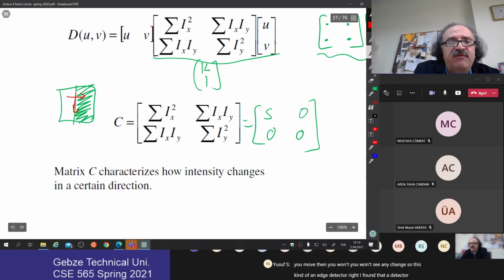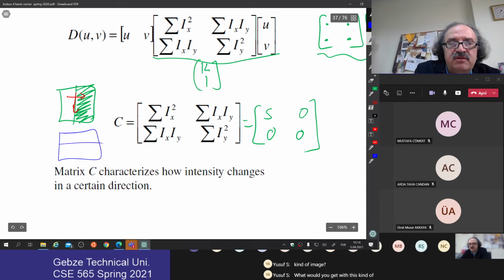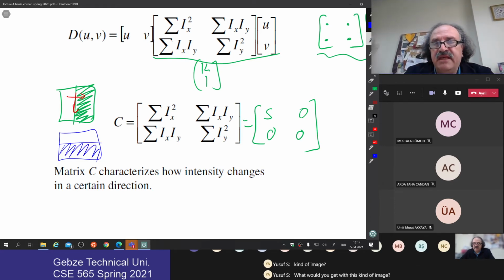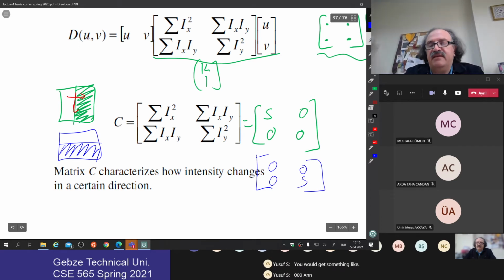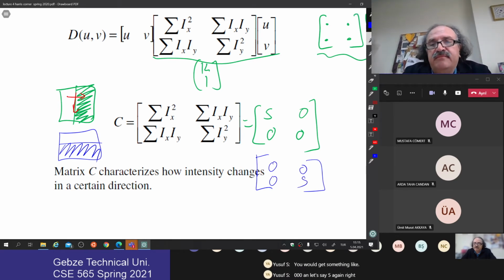How about this kind of image? What would you get with this kind of image? You would get something like 0, 0, 0, and let's say 5 again, right? That's true. So again, it's an edge.